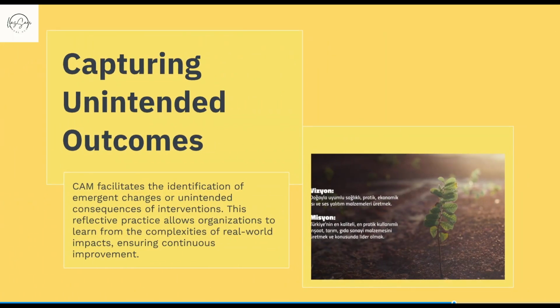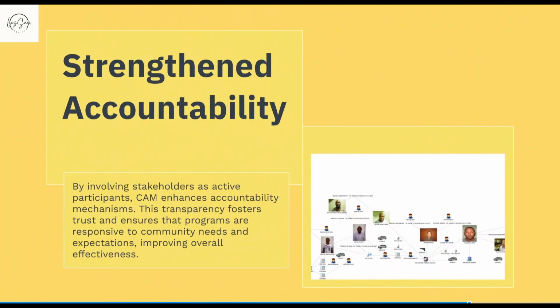Capturing unintended outcomes. CAM facilitates the identification of emergent changes or unintended consequences of interventions. This reflective practice allows organizations to learn from the complexities of real-world impact, ensuring continuous improvement.